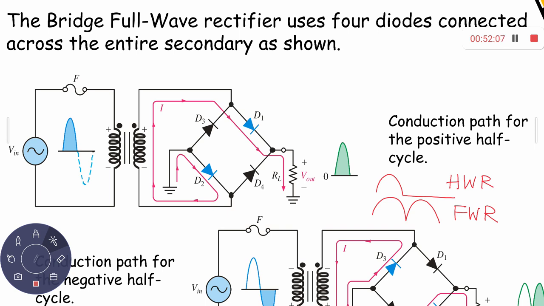There's no need to calculate. So, VDC for full wave rectifier is 2 Vm by pi. You have seen it. For a half wave rectifier, it is Vm by pi. Right? What will be the RMS value of the output? Vm by root 2. Whether it's this output or this output, you have the same RMS, because you are just taking the square. And you know already that for a sinusoidal signal, if the peak is Vm, then the RMS is given by Vm by root 2.